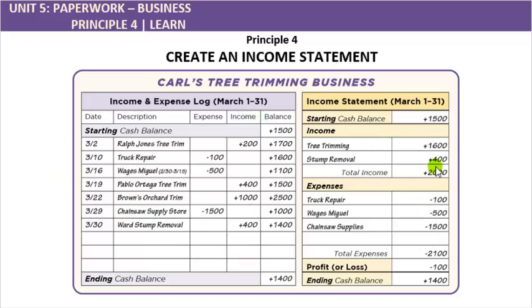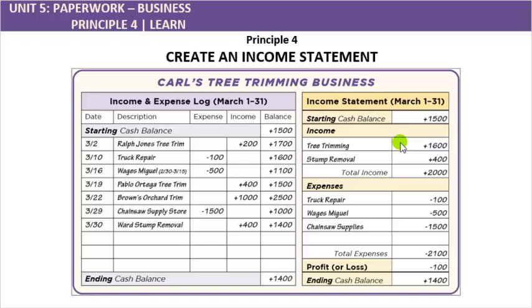An income statement puts similar entries into what? Categories. These are similar entries; they are all tree trim. It's only the name that is different, but they are all tree trim, so it puts them in the same category.